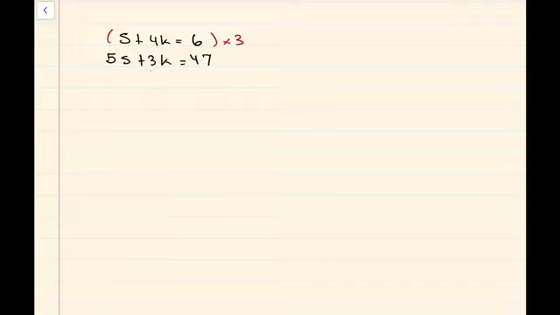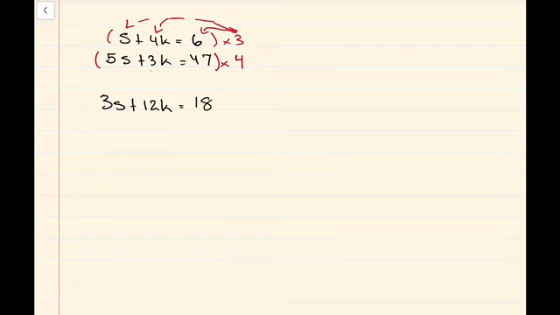And for the second equation, we're going to multiply the entire equation by 4, the coefficient of this variable, sorry. So we're going to have 3 multiplied by s is equal to 3s, and 3 multiplied by 4k is equal to 12k. Then 3 multiplied by the 6, and 3 times 6 is 18.